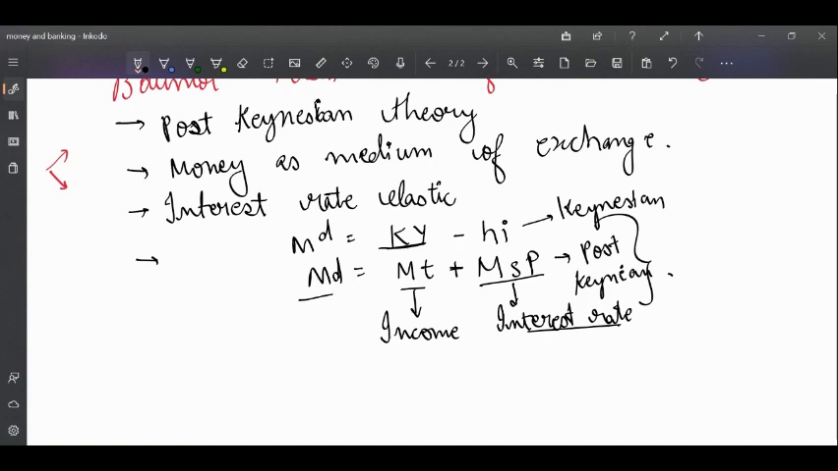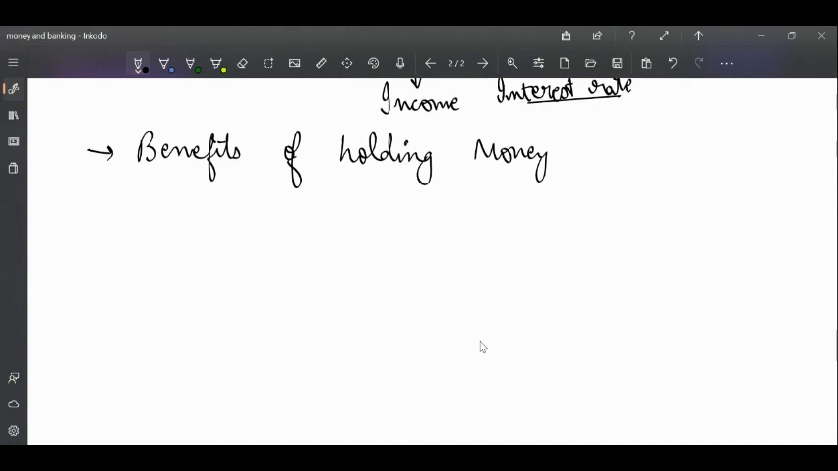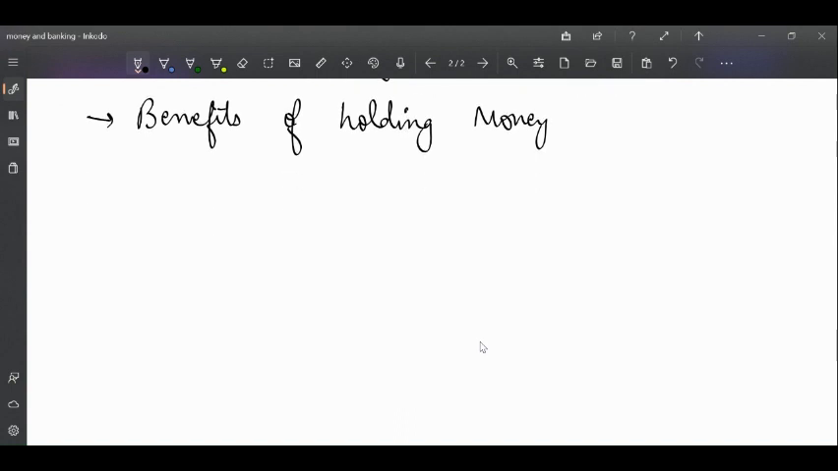So this model analyzes the cost and benefit of holding money. What are the benefits of holding money? The benefit is that it helps in making transactions. The first benefit is ease in transaction. If we have money, we can transact easily, we can give it and take it.